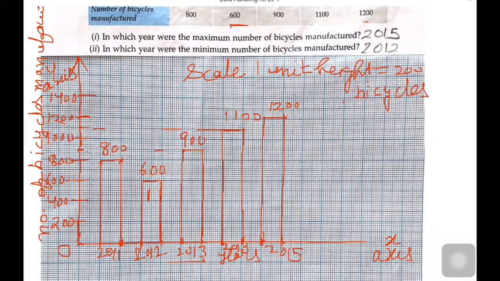Now the questions. In which year was the maximum number of bicycles manufactured? It is in 2015. In which year was the minimum number of bicycles manufactured? It is in 2012. In 2012 we had the fewest bicycles manufactured, as you can see from the graph also. Fine. So that's how you are going to draw a bar graph. All the lines should not be drawn with a rough hand. You are going to use the scale for each and every line.